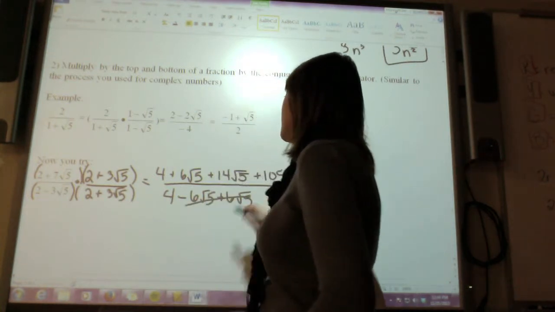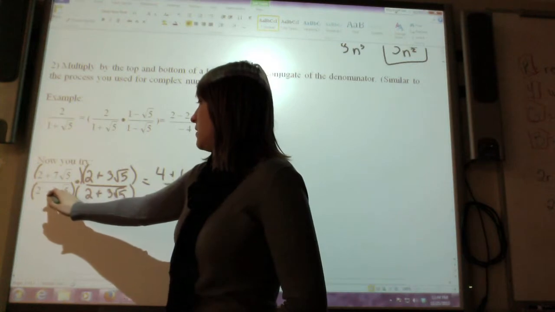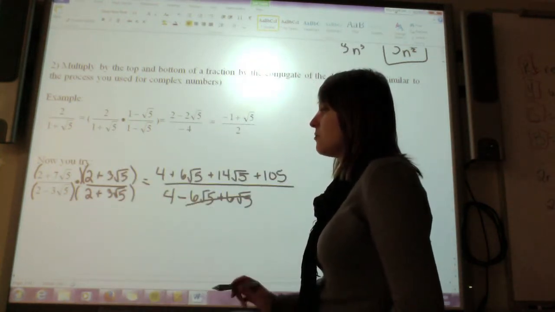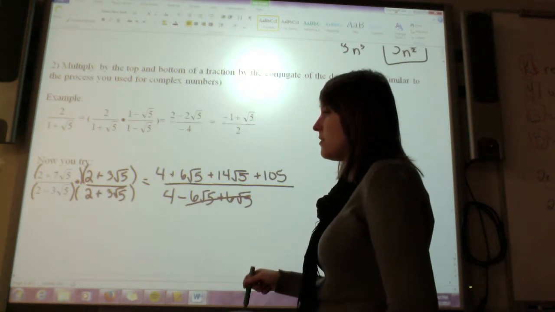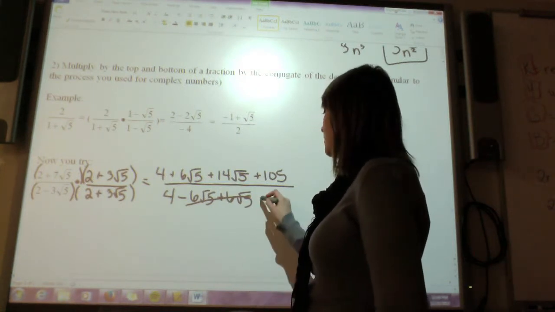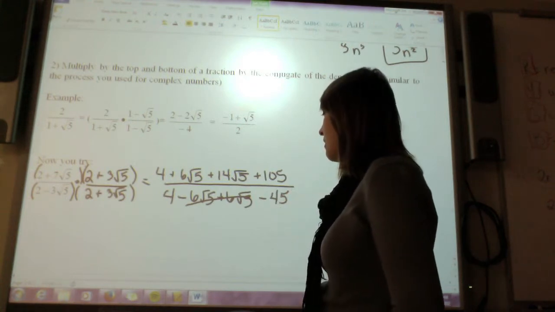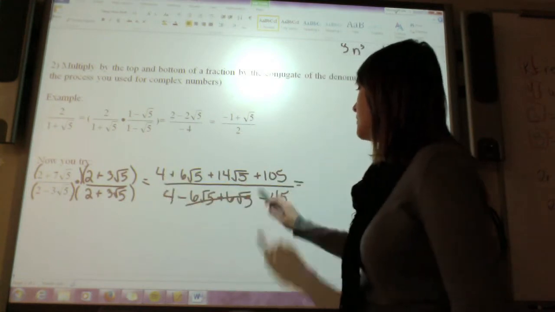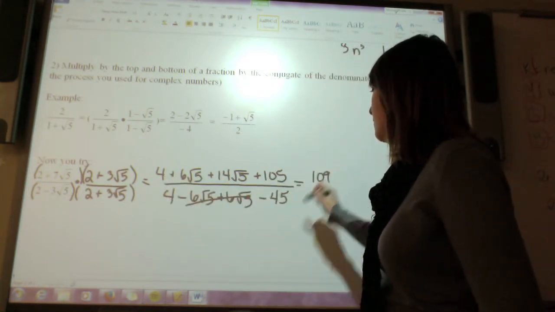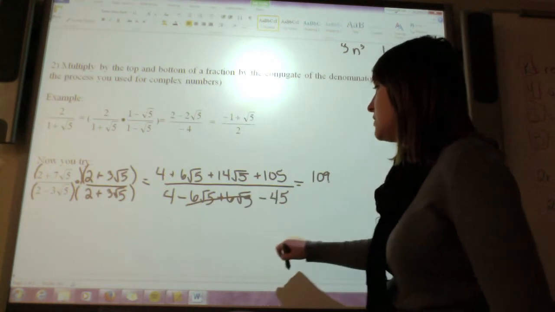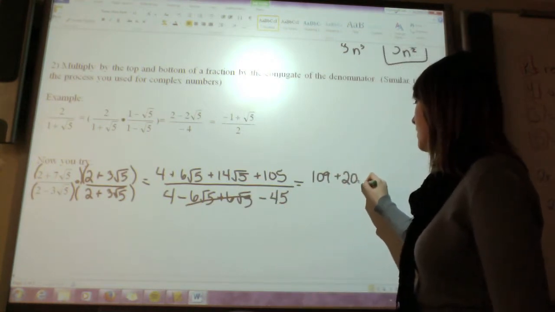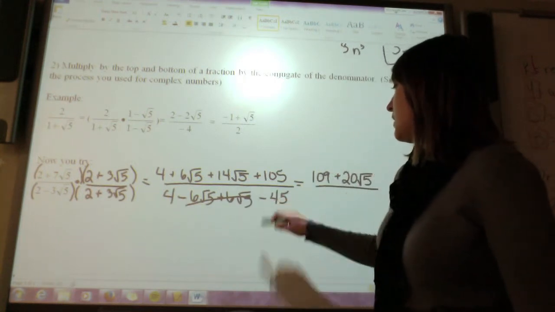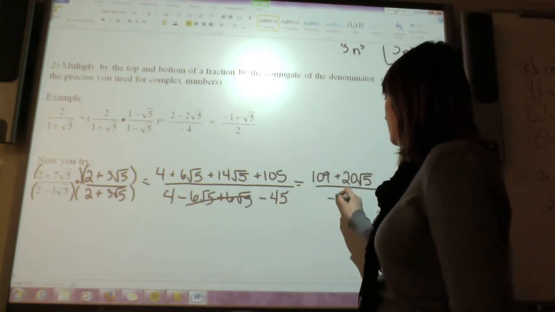So notice right off the bat that those cancel. And then negative 3 square root of 5 times 3 square root of 5. My negative 3 times 3 is negative 9. My square root of 5 times square root of 5 is 5. So negative 9 times 5 gives me negative 45. Okay, so now I can go through and simplify. 4 plus 105 gives me 109. 6 square root of 5 plus 14 square root of 5 gives me 20 square root of 5. And then 4 minus 45 gives me negative 41.